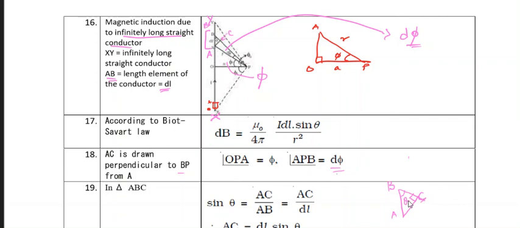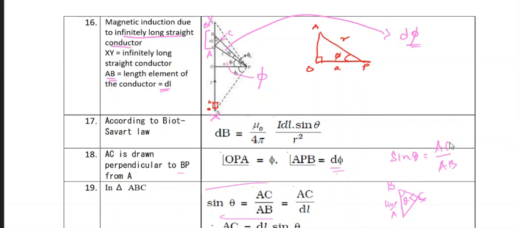If this is theta and this is the right angle, then AB, the length element, is the hypotenuse, is it not? You can call it the hypotenuse because the side opposite to the right angle is the hypotenuse. Follow me carefully. What is sine theta from this triangle? Sine theta is equal to the opposite side, that is AC, divided by the hypotenuse AB. So that's what is given here.